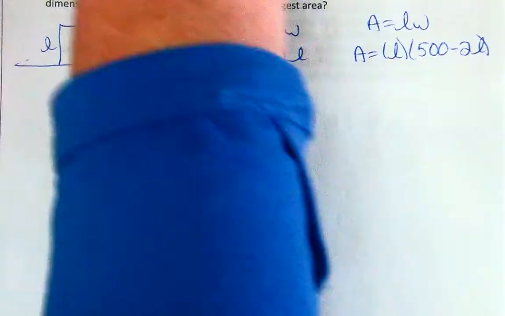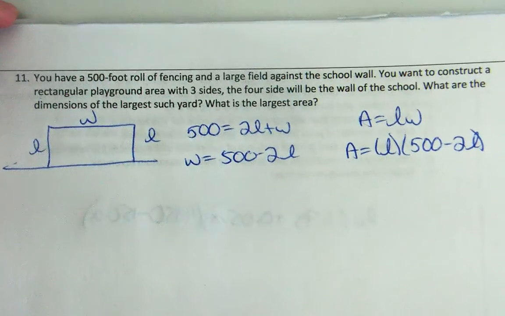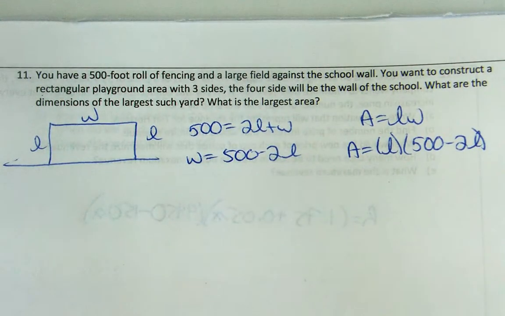I'm going to go on to number 11. This is another area question. And again, I'll show you how I set it up, but then I'll show you where you're expected to start from. You have a 500-foot roll of fencing and a large field that's against a school wall. You want to construct a rectangular playground area with 3 sides. The fourth side is going to be the wall of the school. What are the dimensions of the largest such yard, and what is the largest area?